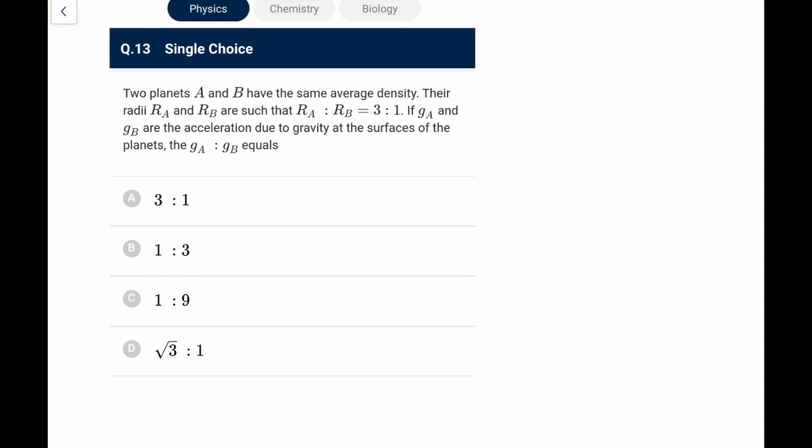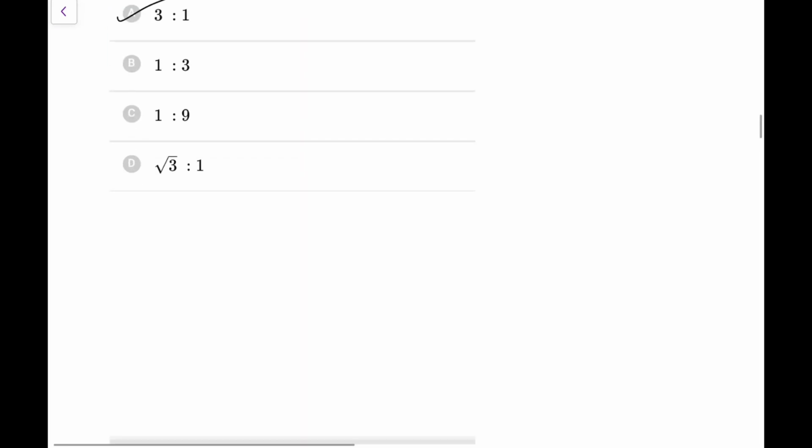Two planets have the same average density. If the radii are in this ratio, what would be the ratio of the acceleration due to gravity at the surface? We know g at the surface is equal to 4/3 pi G rho R, that is what you know. So density is the same, so g is directly proportional to R, so go for option 3:1. That's an easy one for you, because density was given as the same.